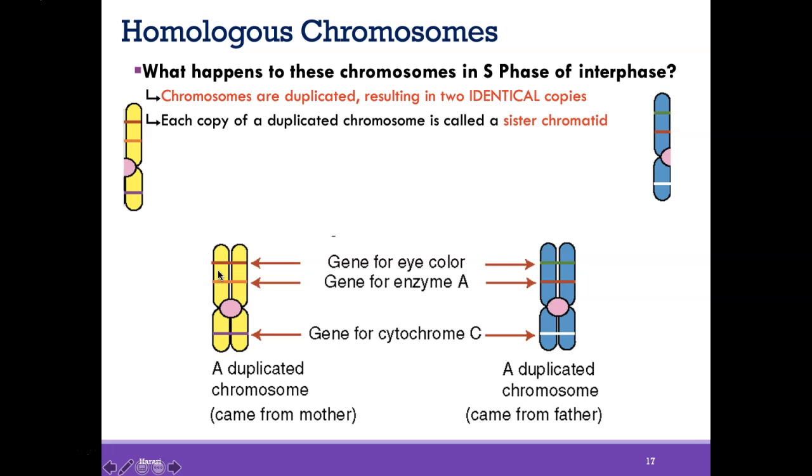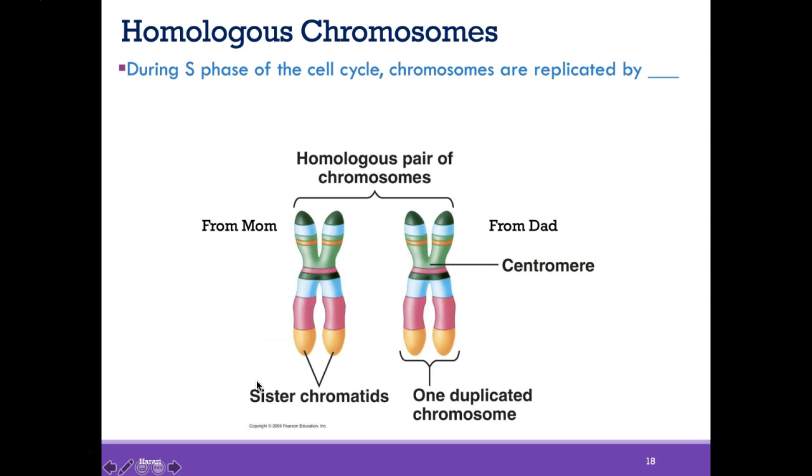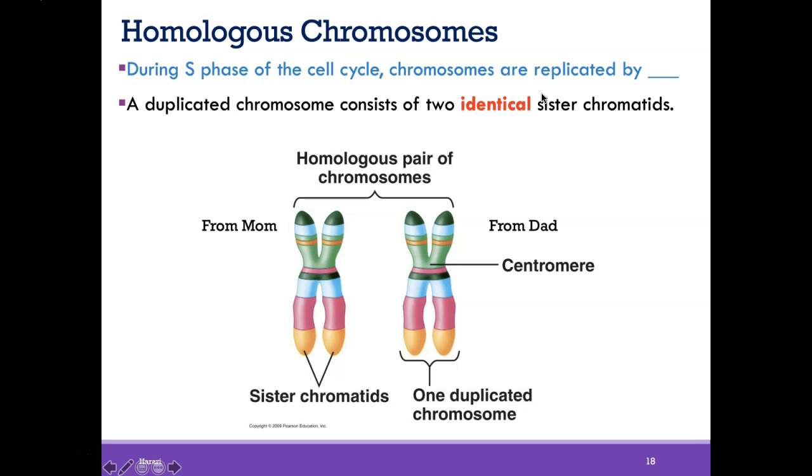Each copy of a duplicated chromosome is called a sister chromatid. So these two are sister chromatids, and these two are sister chromatids. Sister chromatids are identical, right? The sister chromatid was made after DNA polymerase just copied this chromosome. So it's important to know the difference, right? During S phase, chromosomes are replicated by DNA polymerase, and a duplicated chromosome consists of two identical sister chromatids.